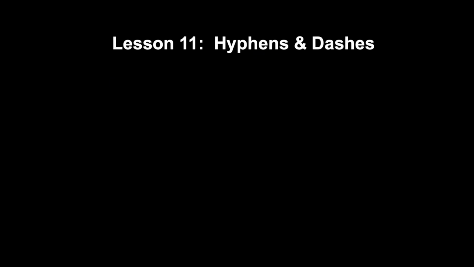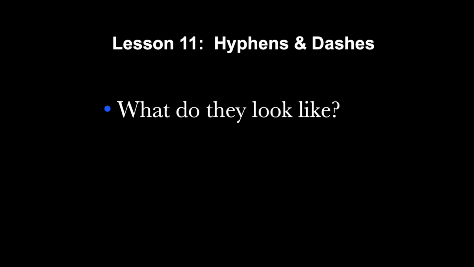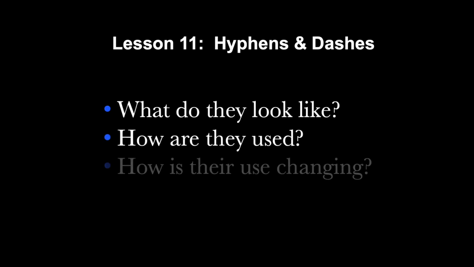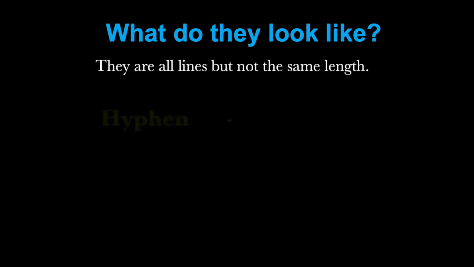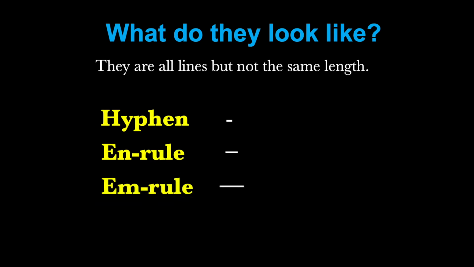In this lesson, I want to try and answer 3 questions. What do they look like? How are they used? And how is their use changing? So what do these punctuation marks look like? Well, they're all lines, but they're not all the same length. Here's a hyphen. It's the shortest. And here are its close relatives, the dashes, the N rule and the M rule.